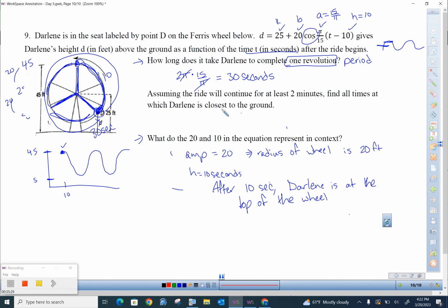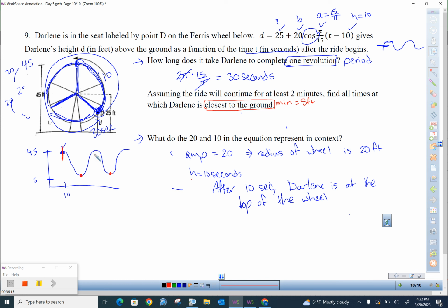Okay, so in this case, when we are closest to the ground, it's important for us to realize that that is the minimum. We are finding where Darlene is at the minimum. And we know the minimum height is 5 feet. So graphically, I am finding these values, all of them forever, but we only care about the first 2 minutes worth. Okay? So in order to figure out what this is counting by, because it's not pi over 2, remember, we have a period change, we're going to use that period to help us.